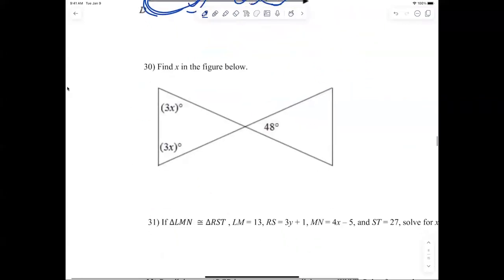All right, here we go. You can say this is 48 and say those three angles add up to 180. Or you come over here and say this is 132, and then 3x plus 3x equals 132. Those are your options. But regardless, x is equal to how much? 22.